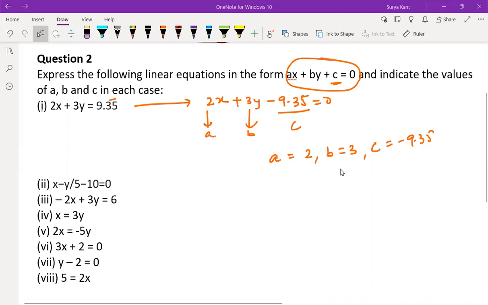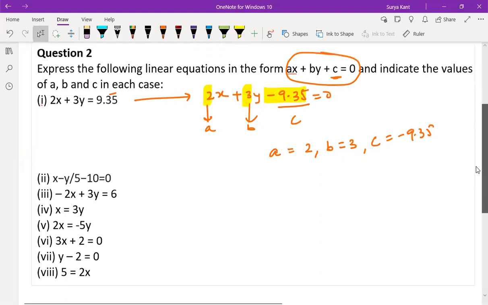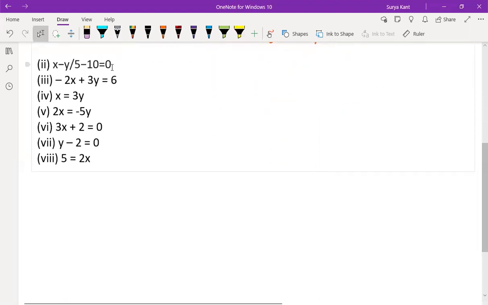Children, see, is this clear to everyone? We are just comparing a, b, c over here. The a is 2, b is 3, and c is the complete constant. Okay. Now I'm doing the second part. All of you can hear me? Yes, sir. Now see what to do here.